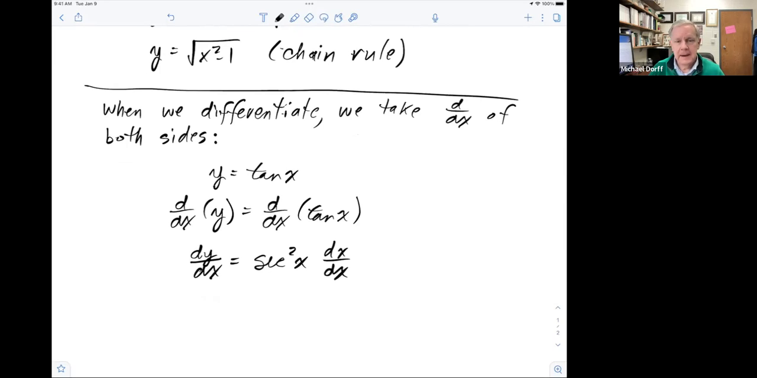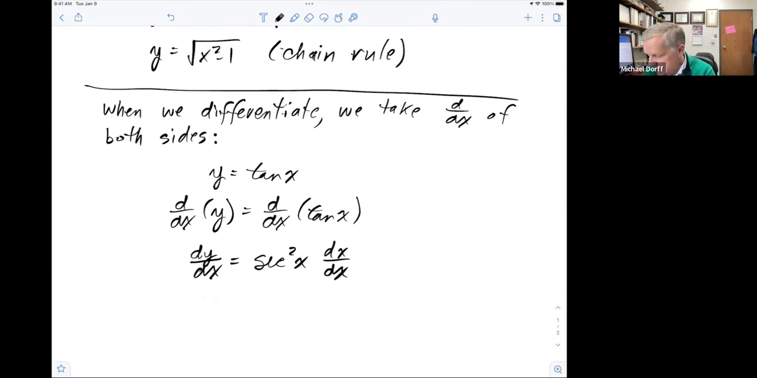On my left side, I have my y, so when I take the d dx of it, I've got dy dx. On the right side, I have my variables in terms of x, and so when I take d dx of it, I'm going to have a dx dx there.